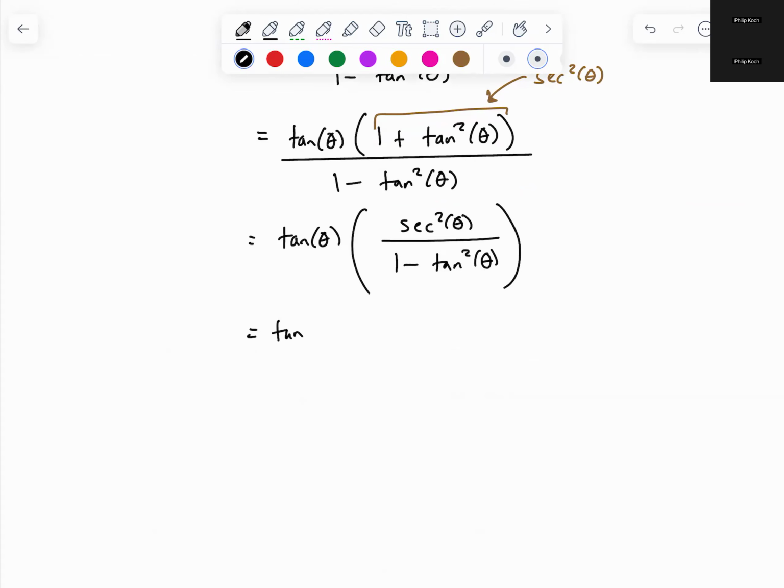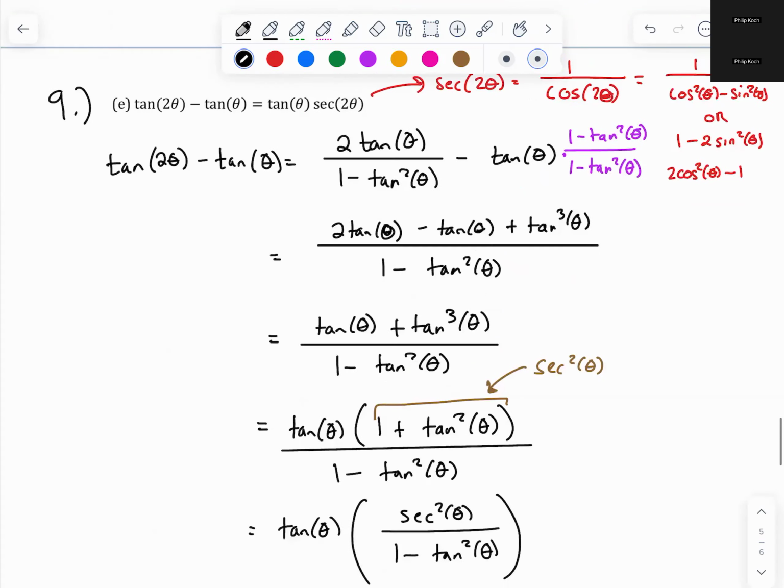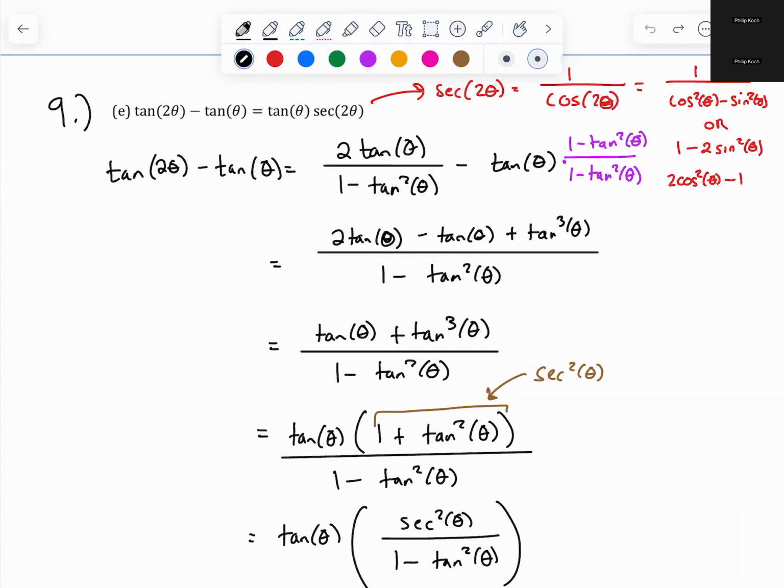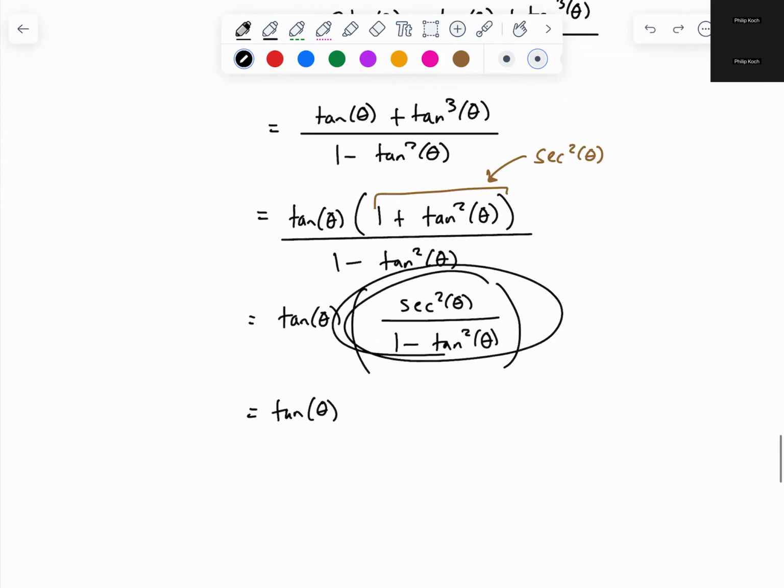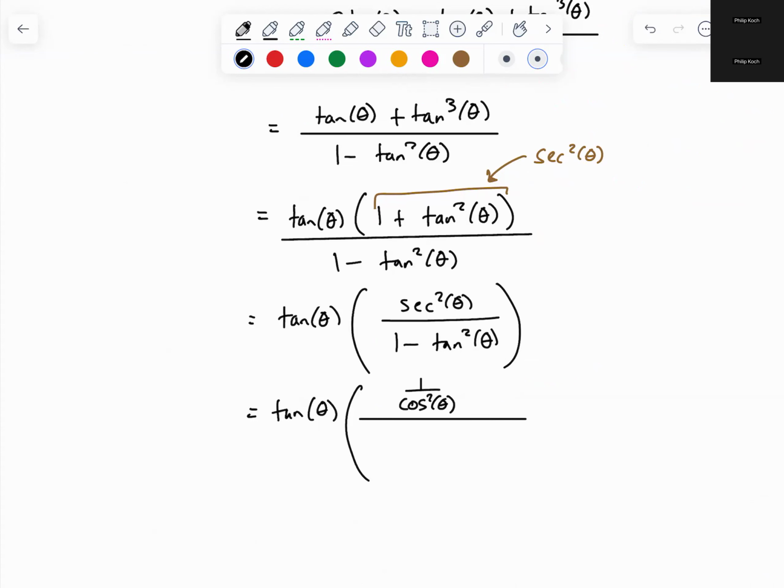If nothing's working, let's convert it to sines and cosines. I'm going to keep the tangent theta in terms of sines and cosines because that needs to be a part of it. I've gotten that done. I just need to convert this to a secant 2 theta. So I'm hoping I can convert it into sines and cosines. Secant is every s gets a c, so this is 1 over cosine squared theta over 1 minus sine squared theta over cosine squared theta.